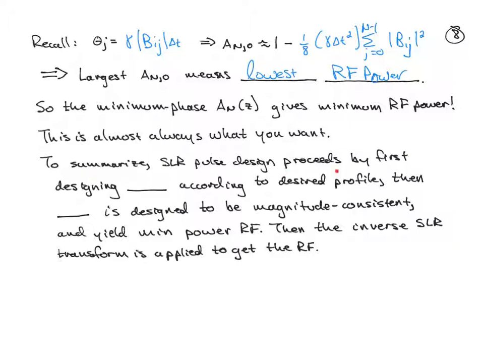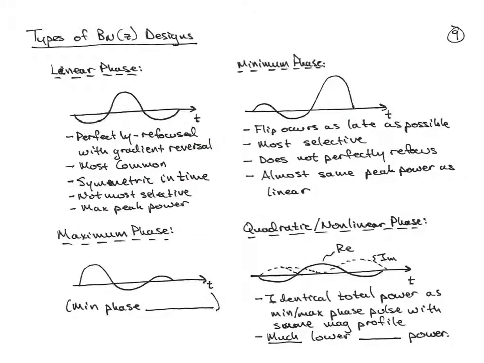To summarize, SLR pulse design proceeds by first designing the beta filter B sub n of z according to the desired flip angle profile, and then A sub n of z is designed to be magnitude consistent with the beta profile, and also yield the minimum power RF pulse. Then the inverse SLR transform can be applied using these two polynomials together to get the samples of the RF waveform that produce these polynomials. So we'll go through some design examples.